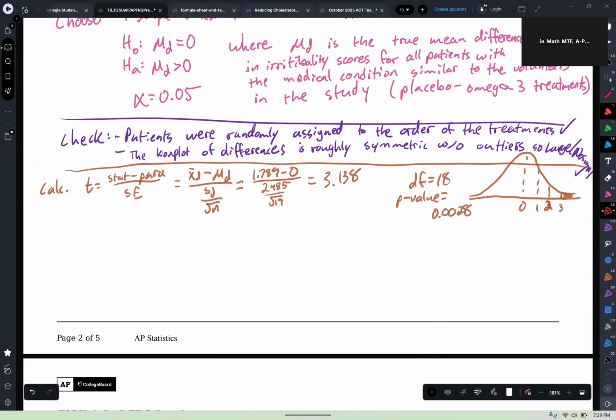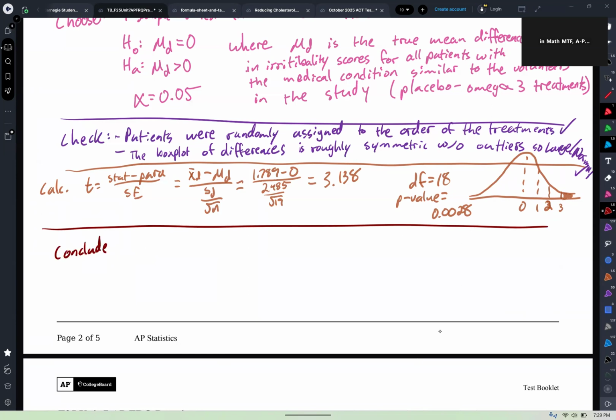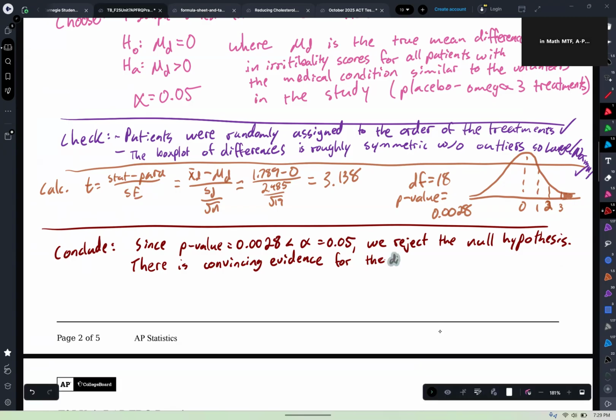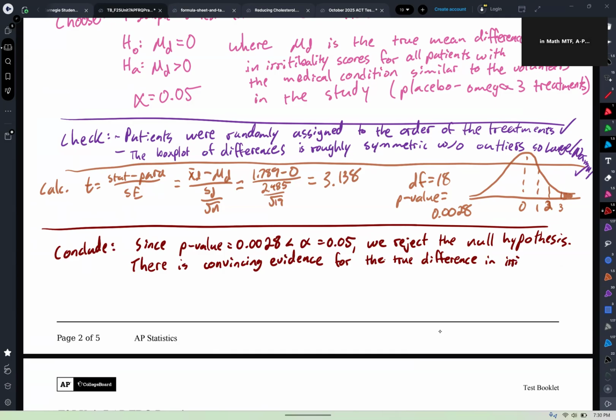All right, and now let's conclude. Since the p-value equal to 0.0028 is less than alpha equal to 0.05, we reject the null hypothesis. There is convincing evidence for their difference. Let's say the true difference in irritability scores.